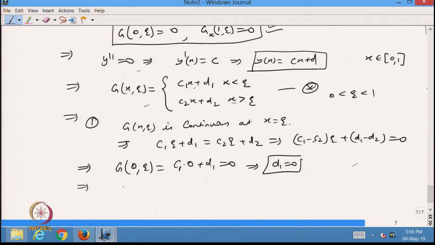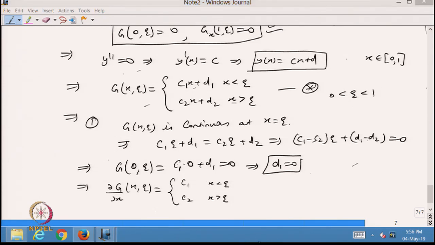Now, I also know del g by del x. So, let us find out the value of this one. This value will be C1, taking the derivative with respect to x, when x is less than xi, and it will be C2 when x is greater than xi. And from here I am able to find this value.